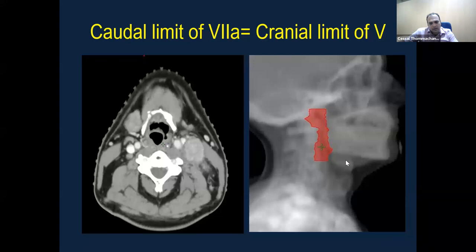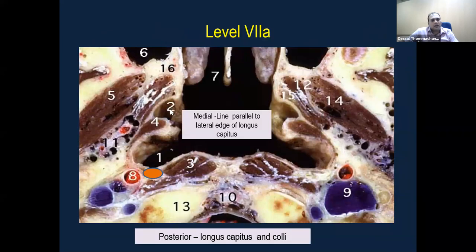So this is the level 7A retropharyngeal lymph nodes. Now, where do you have to search for retropharyngeal lymph nodes in your CT or MRI? This is an axial cut in the cadaver at the level of the nasopharynx. This is the lateral pharyngeal recess, the most common site of carcinoma nasopharynx.